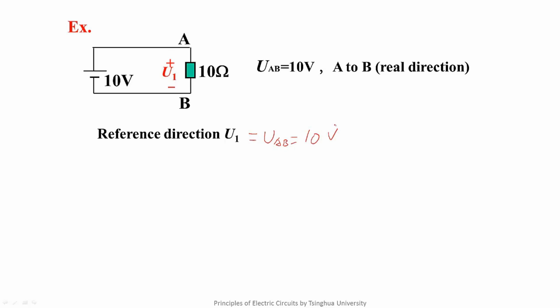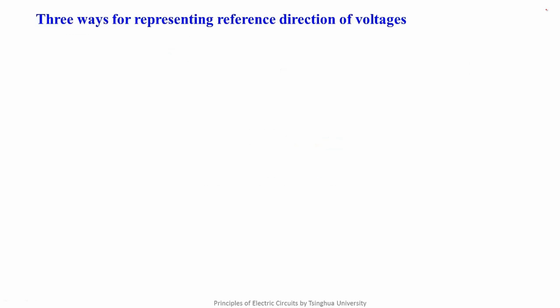Of course, we can also define the reference direction as upper negative and lower positive, which means the potential of the lower point is higher than that of the upper point. For this situation, according to the definition of voltage, it's obvious that U2 equals negative UAB, which is minus 10 volts. For the reference direction of the voltage, we have 3 ways to represent.